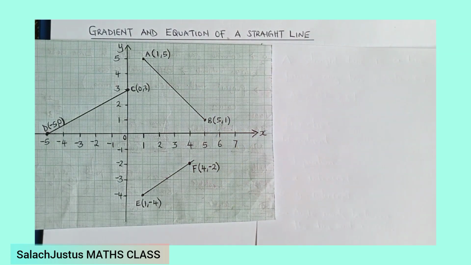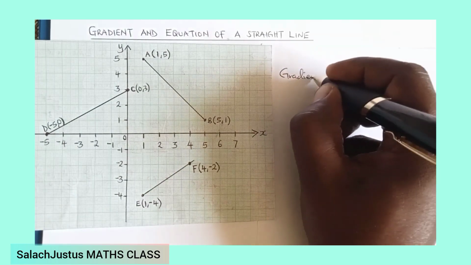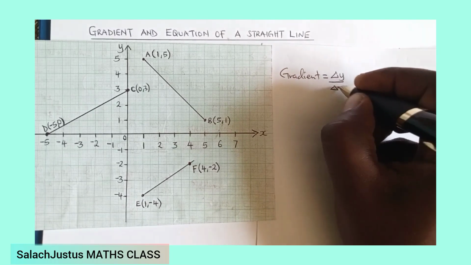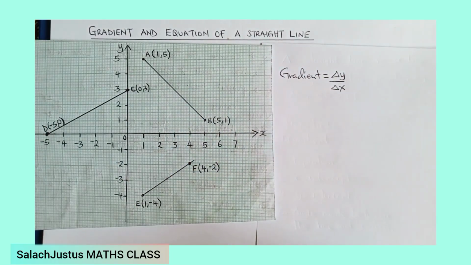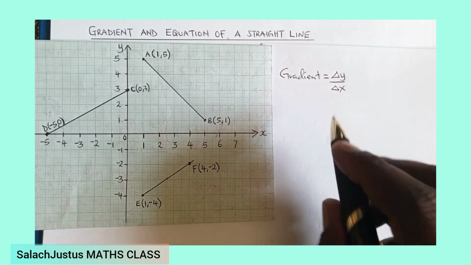Gradient of a straight line. Let's begin by saying that the gradient of a straight line is given by change in y over change in x. We shall understand shortly why I write that. Change in y as the numerator and change in x as the denominator.